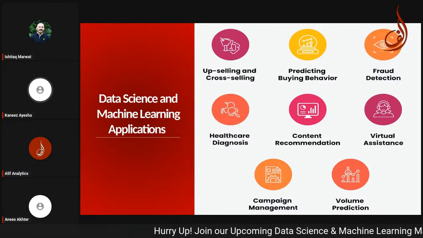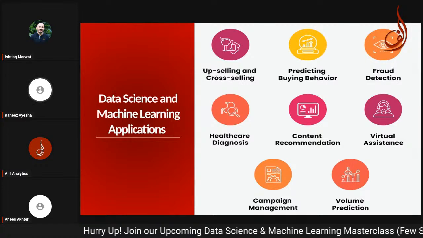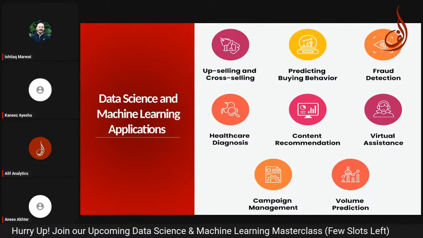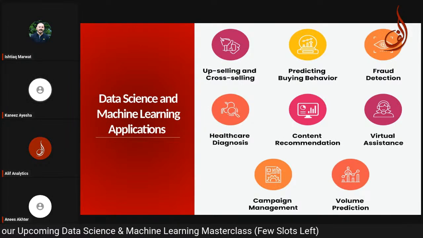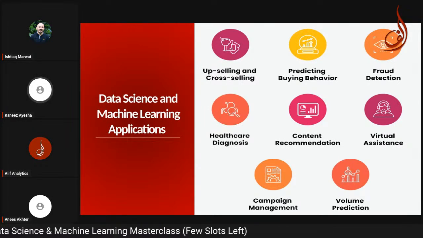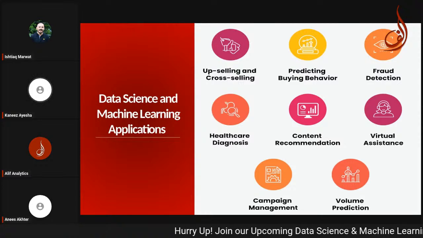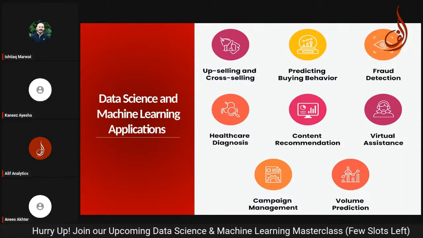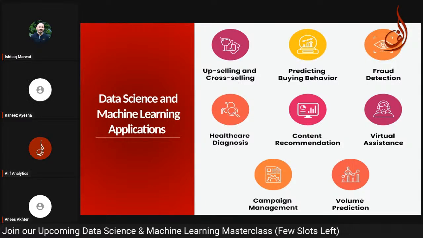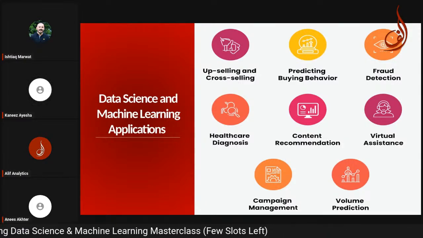The next one is content recommendation. Content recommendation uses data of user preferences and behavior to suggest personalized content such as articles, videos, or products that are best according to user interests. The next one is virtual assistants. Virtual assistants are computer programs for human conversation that provide automated customer support, assistance, and information, such as chatbots and ChatGPT. The next one is campaign management.